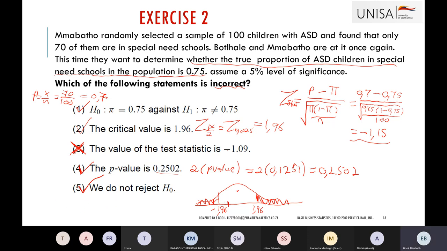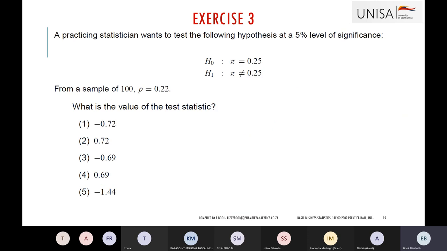Okay. Let's move on with other questions. A practicing statistician wants to test the following hypothesis at 5% level of significance. The null hypothesis is that the population proportion is equal to 0.25. The alternative is that the population proportion is not equal. This is a two-tail test. From a sample of 100, our p is 0.22. What is the value of our test statistic? You need to calculate it. You know the formula, so write the formula and calculate.